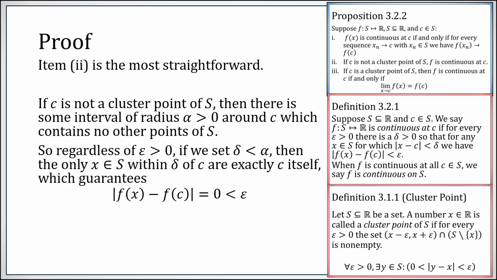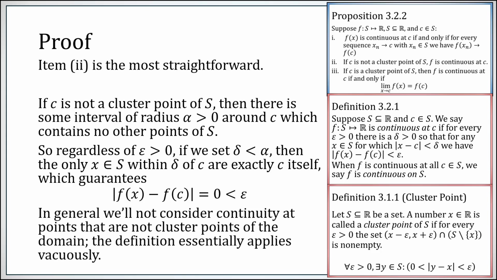So that's pretty straightforward, but also kind of silly and basically won't come up. So we're not really going to consider continuity at points that aren't cluster points. The definition is essentially vacuous at this point, and it requires there to be points in the domain of a function that are not cluster points of the domain, which you of course can construct and can happen, but are fairly exotic and artificial.